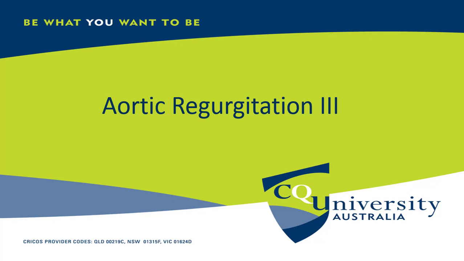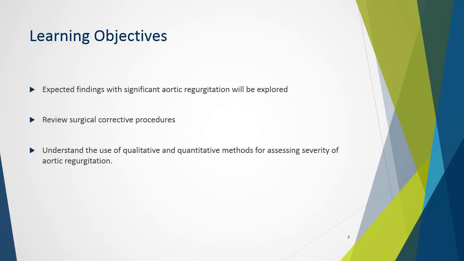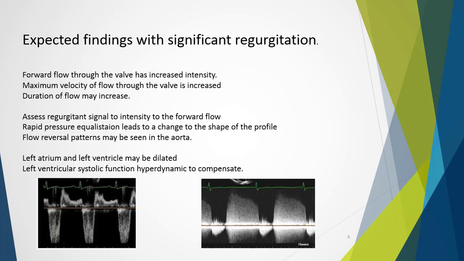And this here is the third in our series of lectures regarding aortic regurgitation. With this lecture, we'll explore the expected findings when we have significant aortic regurgitation. We'll review some of the surgical corrective procedures that can be performed. And then we'll come along to understand and explore the use of qualitative and quantitative methods for assessing severity of aortic regurgitation.